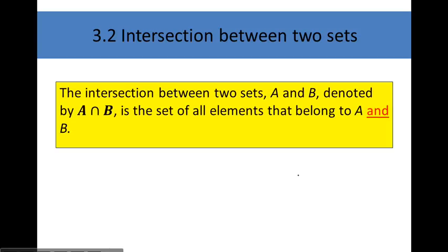So next, let's look at the next section, which is the intersection between two sets. The intersection between two sets A and B, which is denoted by A intersect B, is the set of all elements that belong to A and B. So for intersection, look at the keyword, which is "and" here. We shall see later what is the difference between intersection and union.